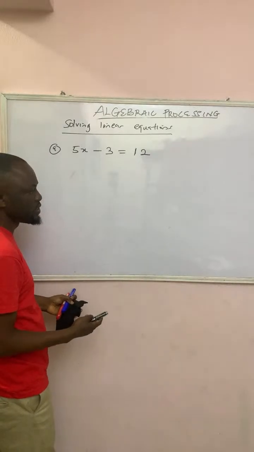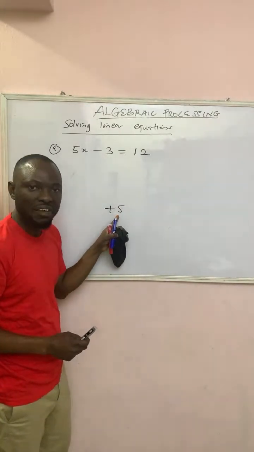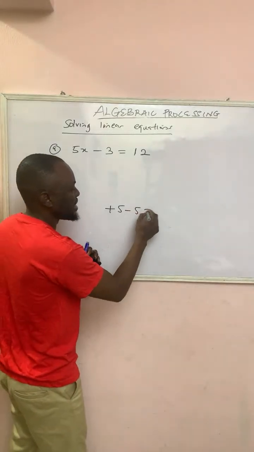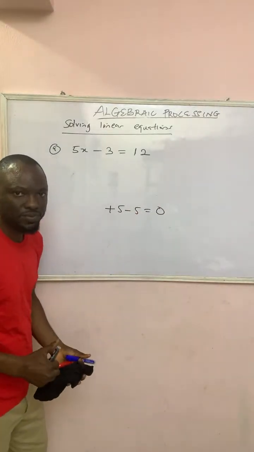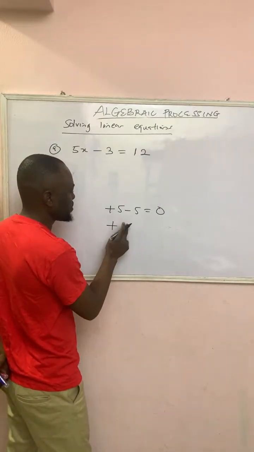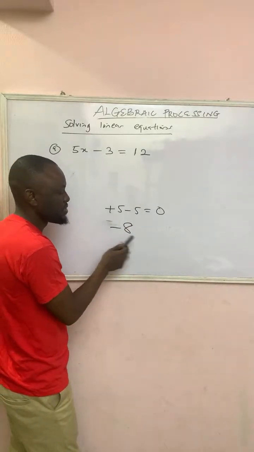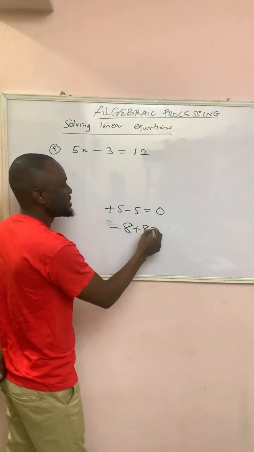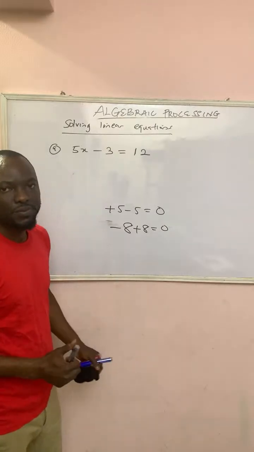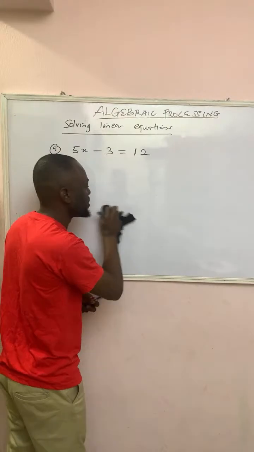How do you get rid of a number? For instance, if I have a plus 5, and I want to get rid of 5, I'm going to subtract 5 from 5, and it becomes 0. On the other hand, if I want to get rid of minus 8, I need to add 8 to it to become 0. So that's just the concept of getting rid of a number.